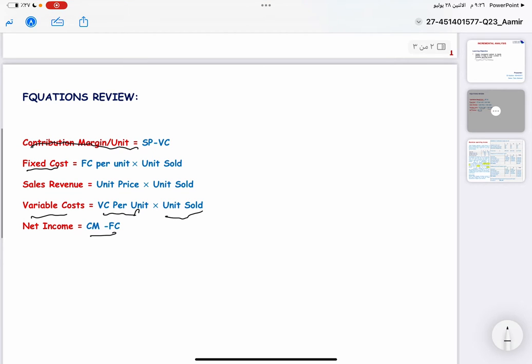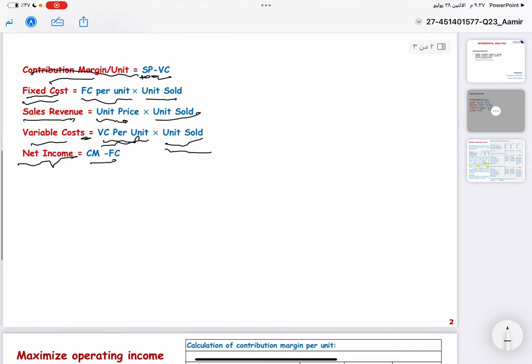Okay, contribution margin equals selling price minus variable cost. Fixed cost equals fixed cost per unit times units sold. Sales revenue equals unit price times units sold. Variable cost equals variable cost per unit times units sold. Lastly, net income equals contribution margin minus fixed cost.